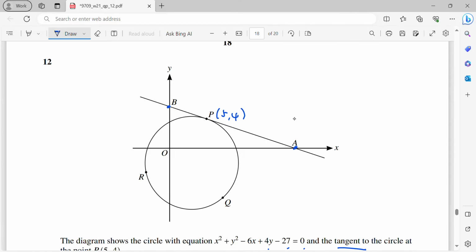Now, firstly, we need to find the tangent line. Okay, so after you found the tangent line, you let x be 0, get the B.